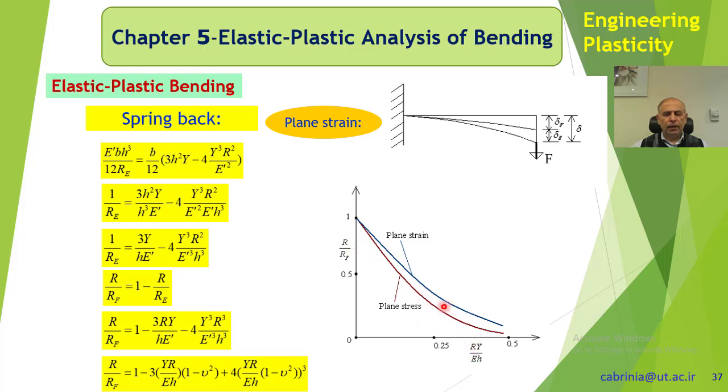And that's what we get here. When RY over EH is 0, R is equal to RF, which means that we don't have any elastic spring back, and here we have the maximum spring back. As we go through here, as the relative value of RY over EH becomes greater, the difference between these two is pronounced. For instance, here you can see that we have a big difference.